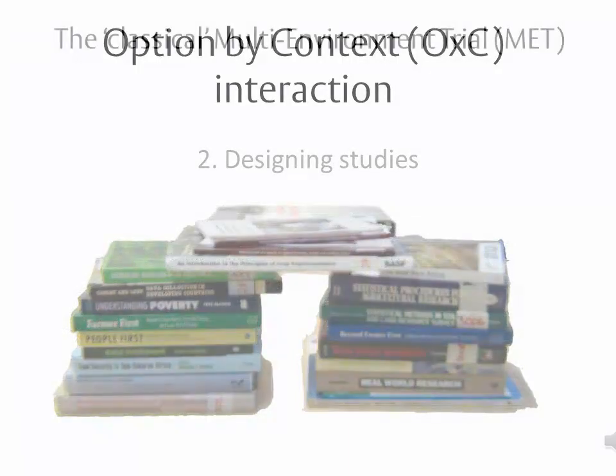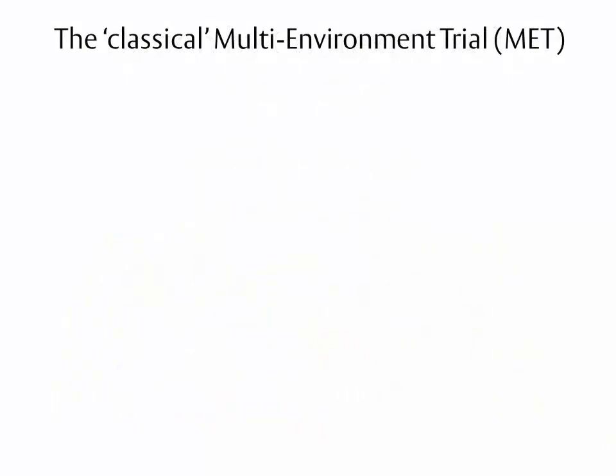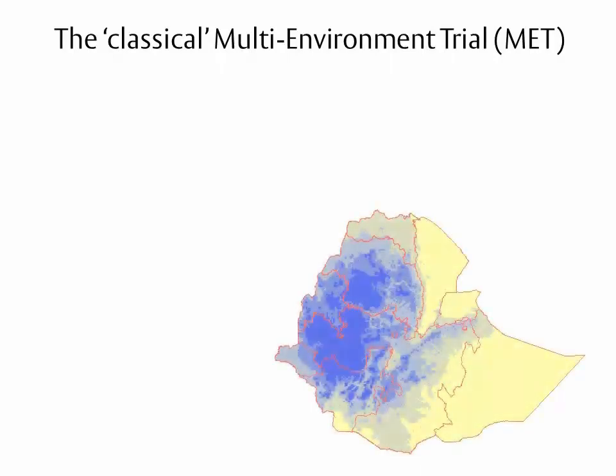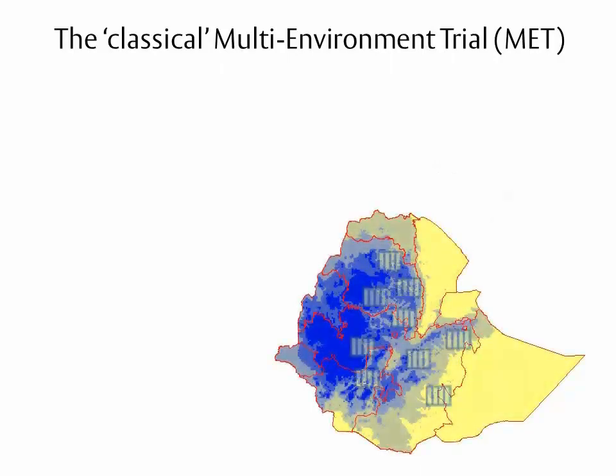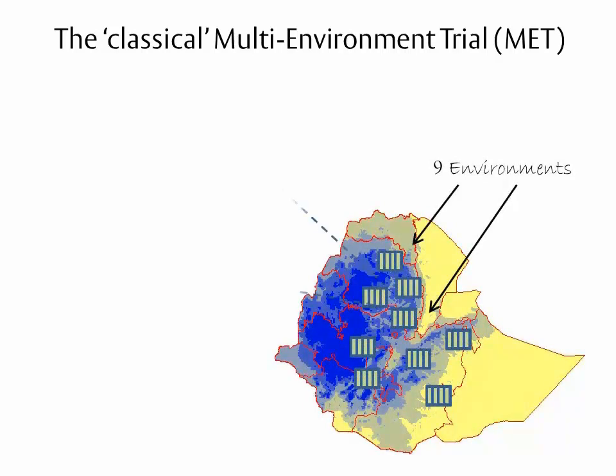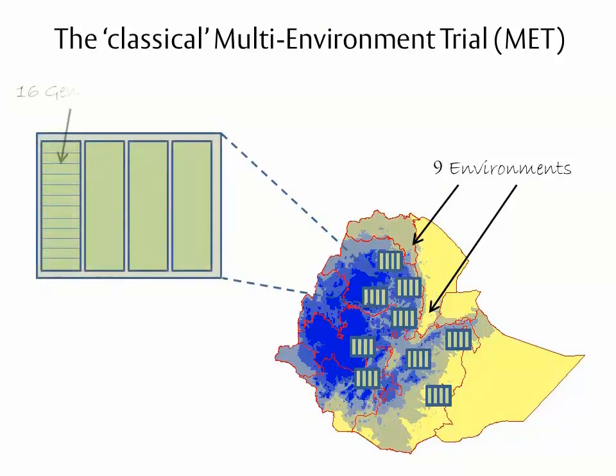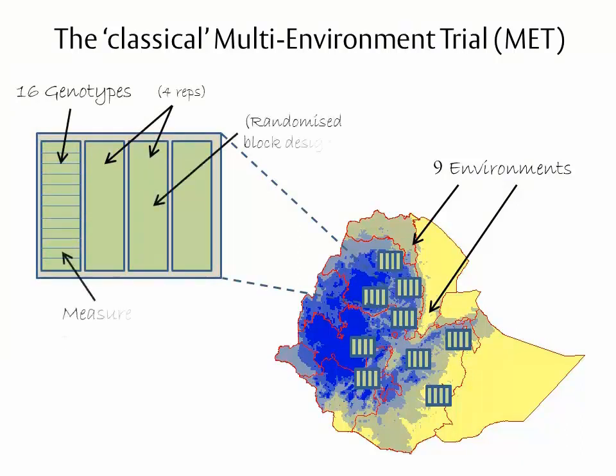The classical breeder's tool to measure and understand genotype by environment interaction is the multi-environment trial. Here I've represented one schematically. 9 environments were selected, here represented as points on a map of rainfall in Ethiopia. At each location, 16 varieties or genotypes, G, were compared in a standard randomized block design, and crop production was measured.